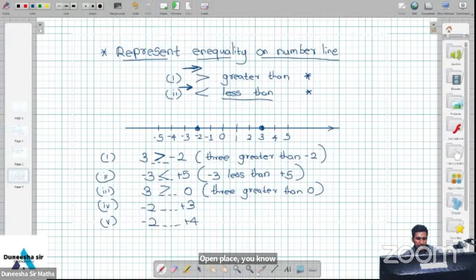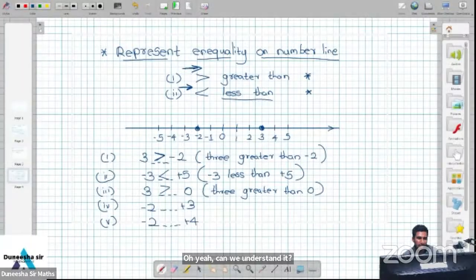Claudia, can you understand it? Yes, sir. Okay. Then second one, minus 3 is the left side number compared to plus 5. So we can write the open face to the plus 5. It's minus 3 less than plus 5. Then also plus 3 is a greater number than 0 because plus 3 is to the right of 0 on the number line. So 3 is greater than 0.